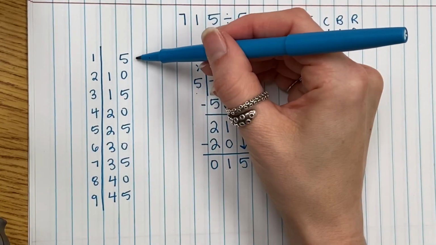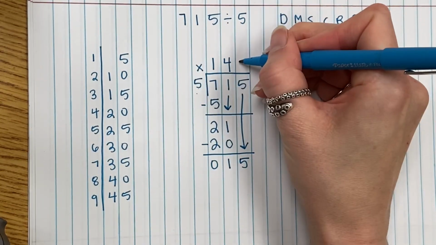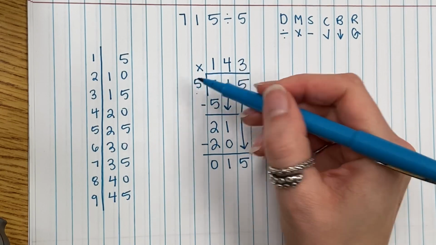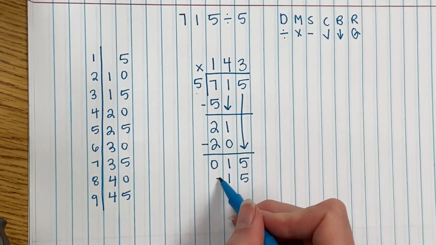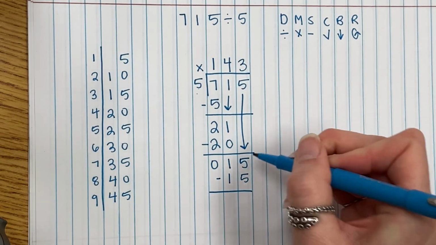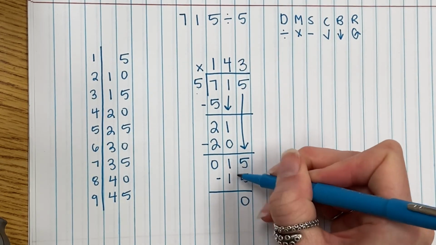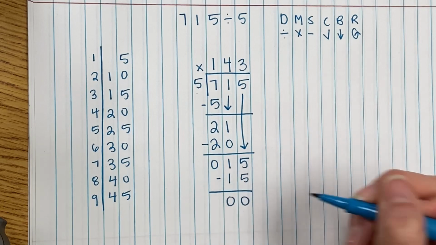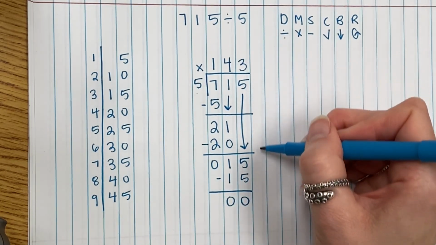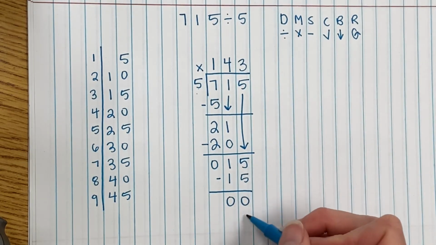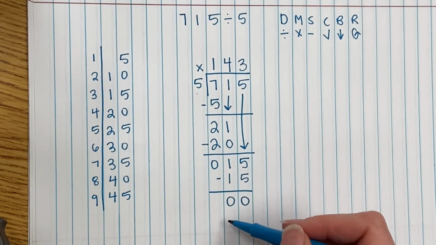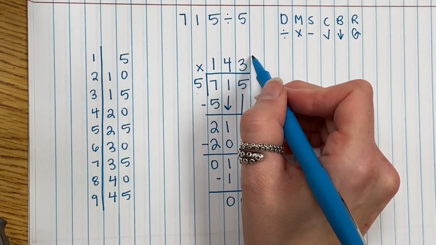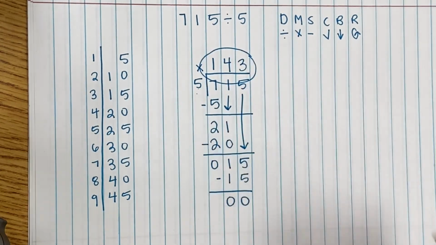5 can divide into 15 1, 2, 3 times. So 3 times 5 is 15. After I multiply, I'm going to subtract. 5 minus 5 is 0. 1 minus 1 is 0. So I have nothing left in my dividend to bring down. I'm checking that my remainder is smaller than my divisor, and I actually have a remainder of 0, so that means my quotient is 143.